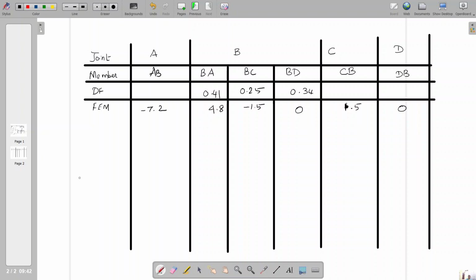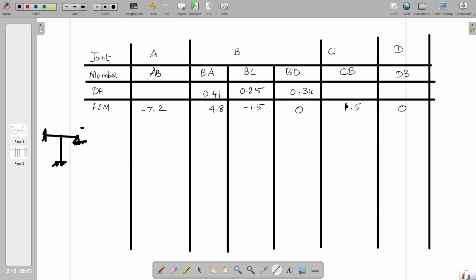So first of all, I am going to roughly draw our section. So these are the fixed supports. Here it is the simply supported condition.